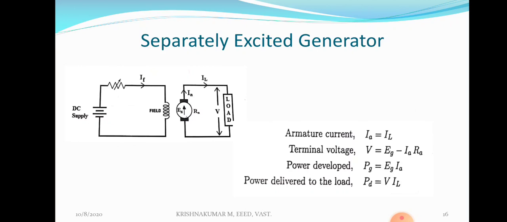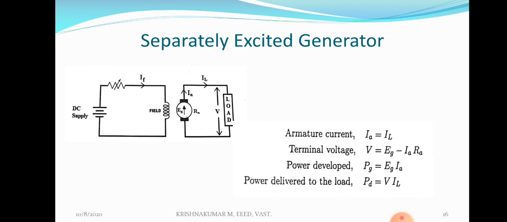Then the voltage available across the load is represented as V. It is nothing but the terminal voltage, the voltage available across the load. Load means energy-consuming devices. All the household appliances are loads, which consume energy. So the voltage across the load is represented as V.